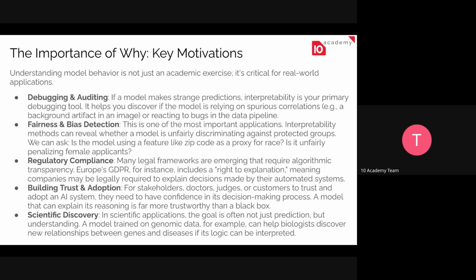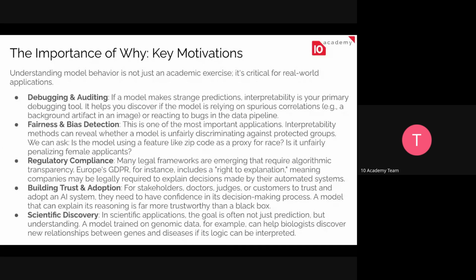So why is it important? Like, why is this important? For most of the time, it's for academic exercise, but it's not only limited to the academic exercise, it's very critical or important for real world application. So here is a list of some motivations to help you understand why we are doing this.